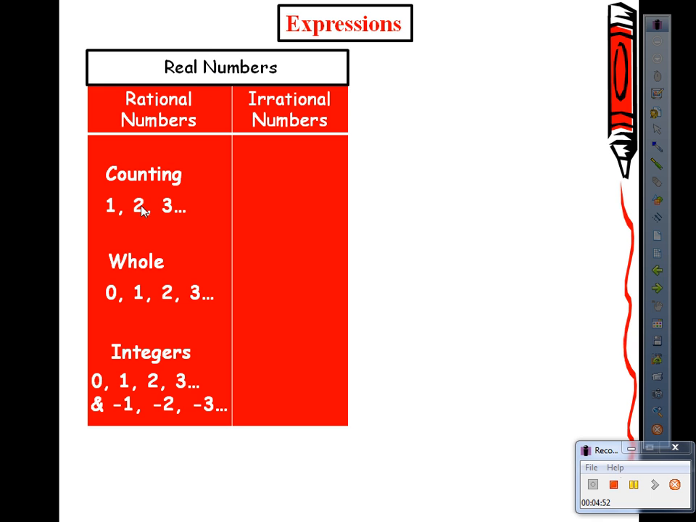Now check this out. I'm still focusing on rational numbers. Focus, please. Here's the definition for rational numbers. All of these are rational numbers. A rational number can be made into a fraction. Tell your neighbor what I just said.